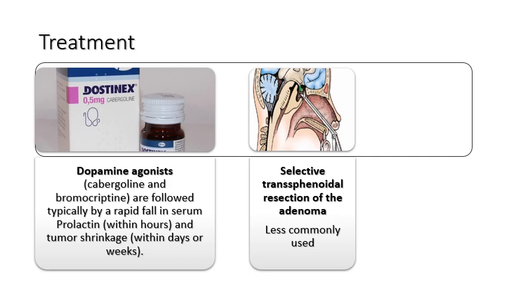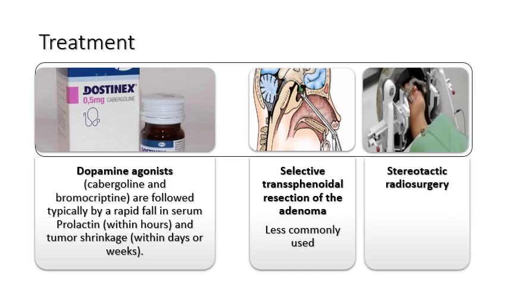In that situation, we have to do surgery for resection of this prolactinoma, and the surgical approach of choice is the transsphenoidal resection of the adenoma. A transnasal approach is the surgical modality of choice for the treatment of this condition, and also for resection of all pituitary tumors.